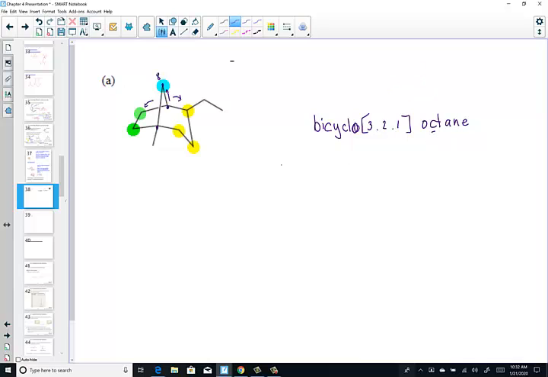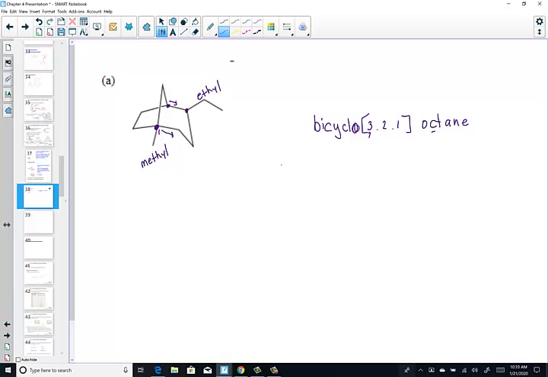Now let's figure out the substituents. I see that I have 2 branches. Here I see a branch, and this is called an ethyl. And here I see a branch, and this is called a methyl. We want to number the longest ring first, the pathway that gives us the longest number first. So that was the 3. The question becomes, do we start at this bridgehead and count counterclockwise, or do we start at this bridgehead and count clockwise? Well, let's see where those substituents would end up.